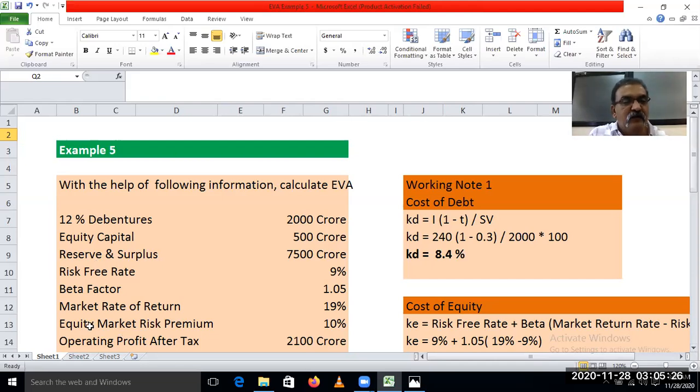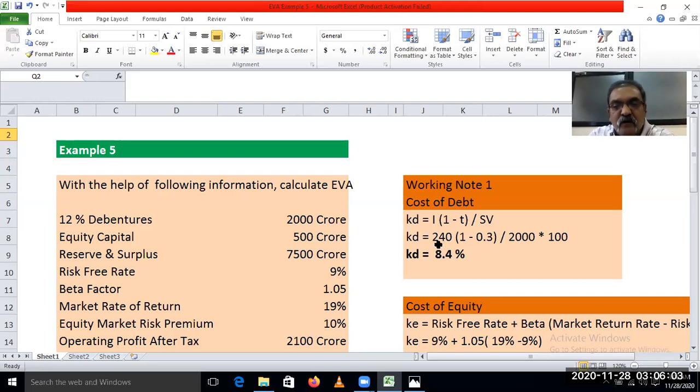For equity, some other information is given. But before that, first we will find out the specific cost of debt. So working note number 1, cost of debt. Cost of debt Kd is equal to I into bracket 1 minus T divided by SV. I stands for interest. The amount of debenture is 2000 crore, rate of interest is 12%. So 12% on 2000 comes to 240.